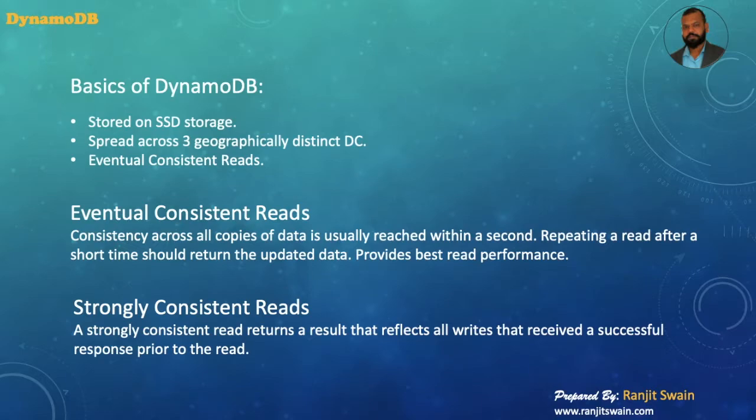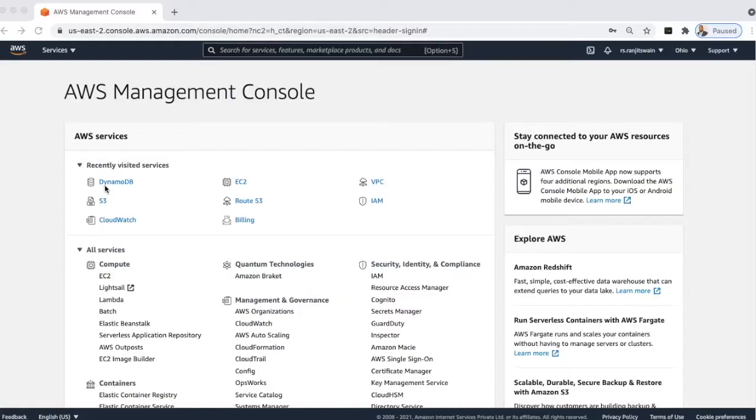And it has strongly consistent reads. A strongly consistent read returns a result that reflects all writes that received a successful response prior to the read. So that is a strongly consistent read. Now let's see how we can create the DynamoDB table and how we can add items into it.